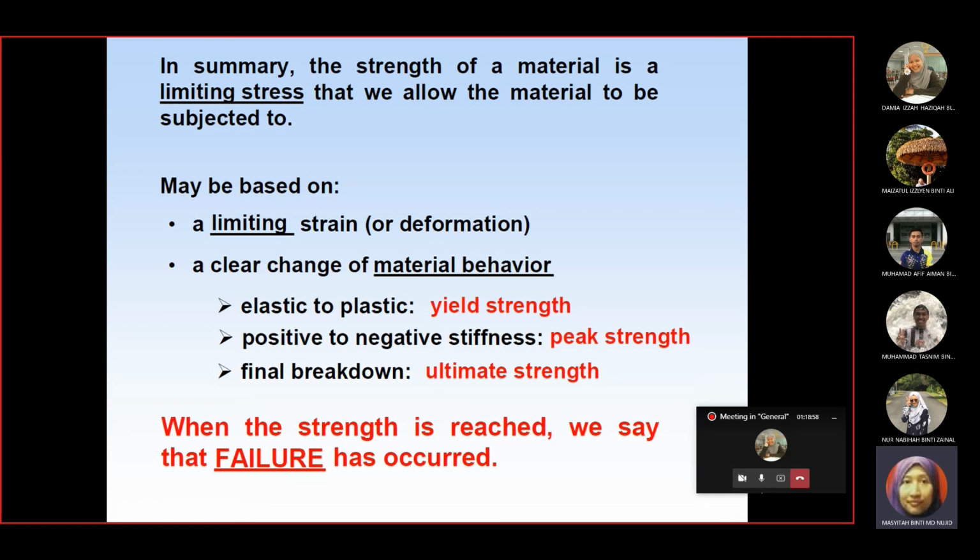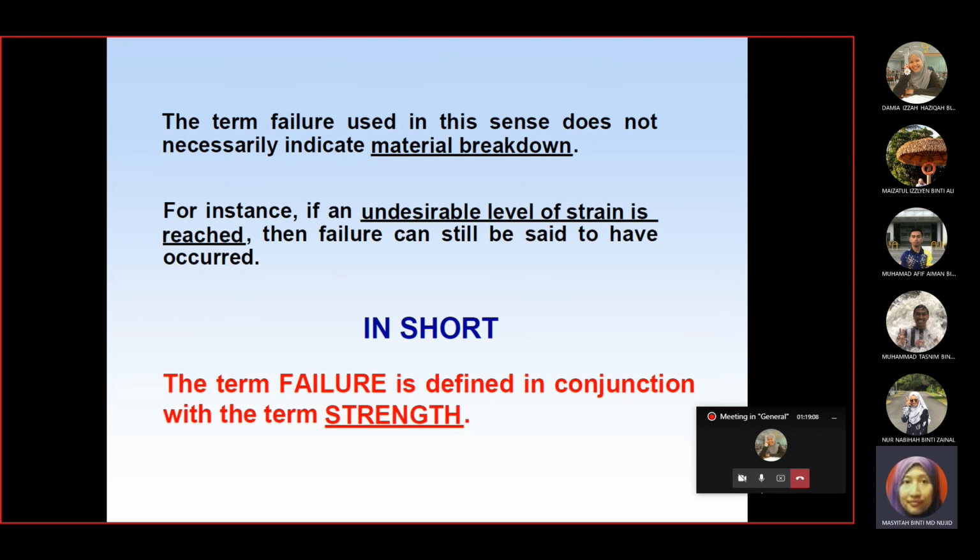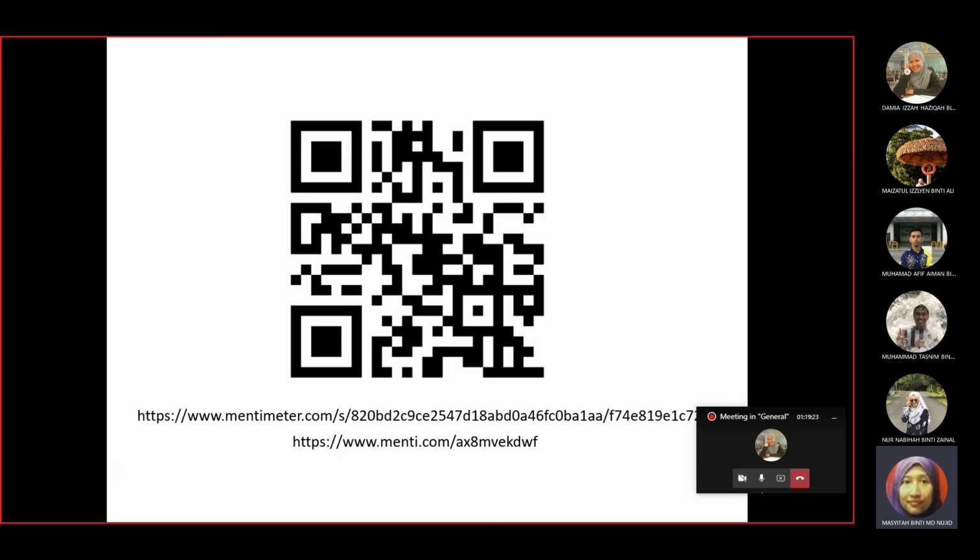Somehow the failure can be seen through the sample itself. Kalau you tengok sampel tu dah start nak crack ke apa kan, dia dah mengembang kan, itu salah satu tanda lah sampel tu dah mengalami failure. So the term failure used in this sense does not necessarily indicate material breakdown. For instance, if there is an undesirable level of strain, the failure can still be said to have occurred. So the term failure is defined in conjunction with the term strength.